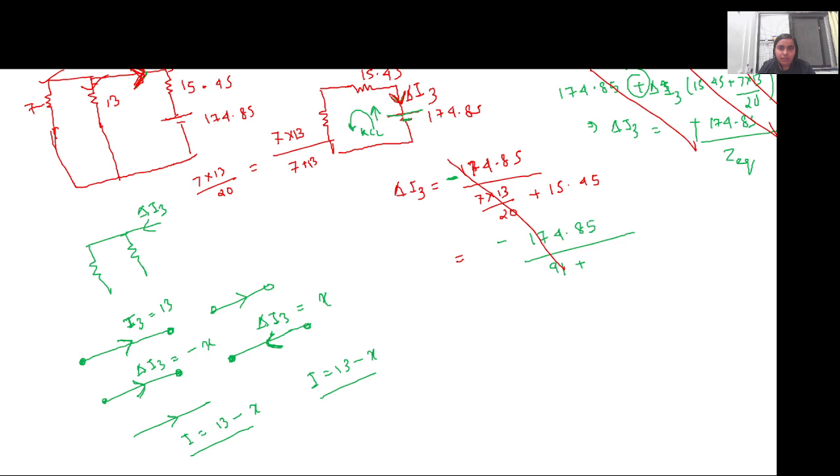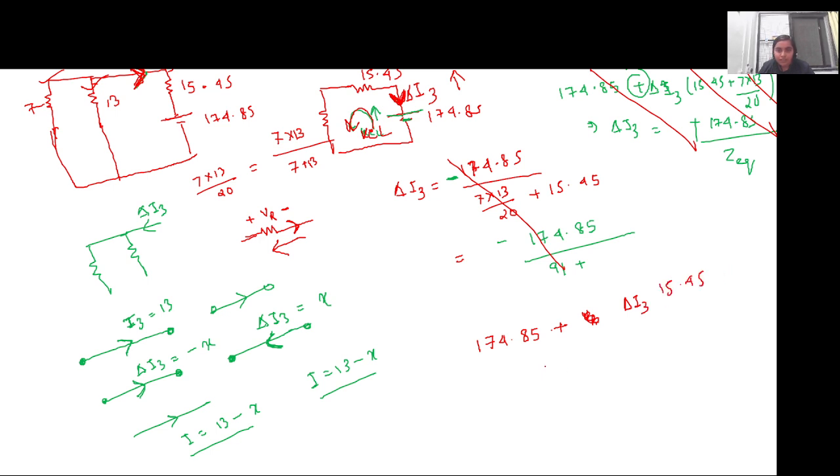For that, I'll just cut this part and write the equation properly. This is the direction. Now we are applying KCL. We are entering through the negative side of the voltage, so it is 174.85. Then we are moving in the reverse direction of the current that is flowing. Since current is flowing in this direction through this 15.45 resistance, we assume the voltage of this resistance to be like this, right? Yes, ma'am. So moving in this direction in KCL, it will be plus VR, and VR is nothing but del I3 into 15.45.